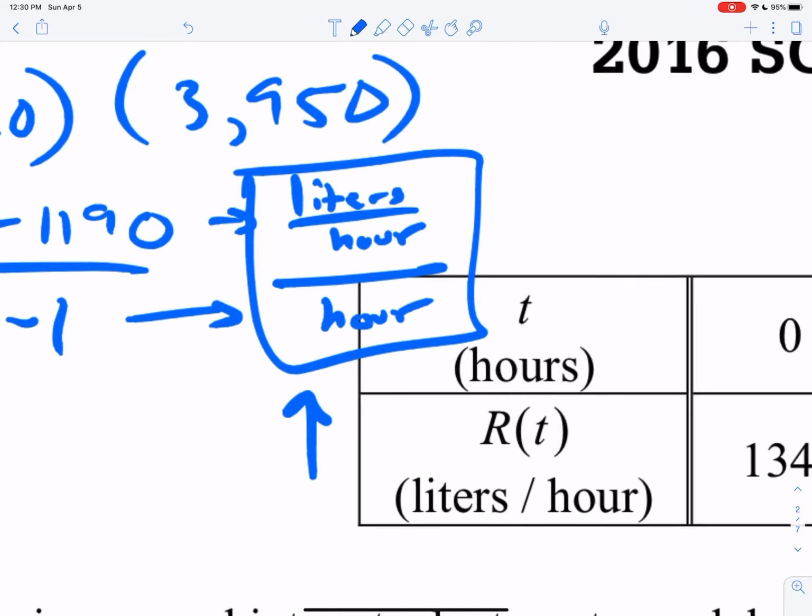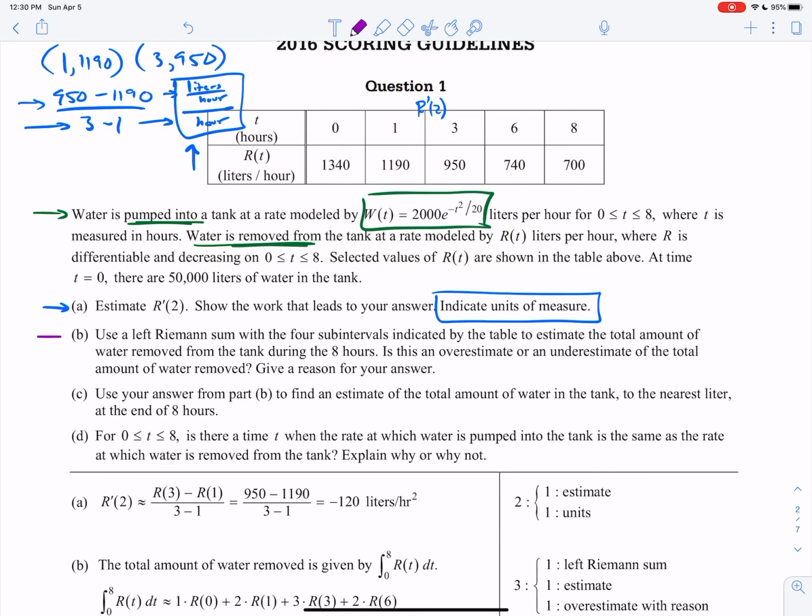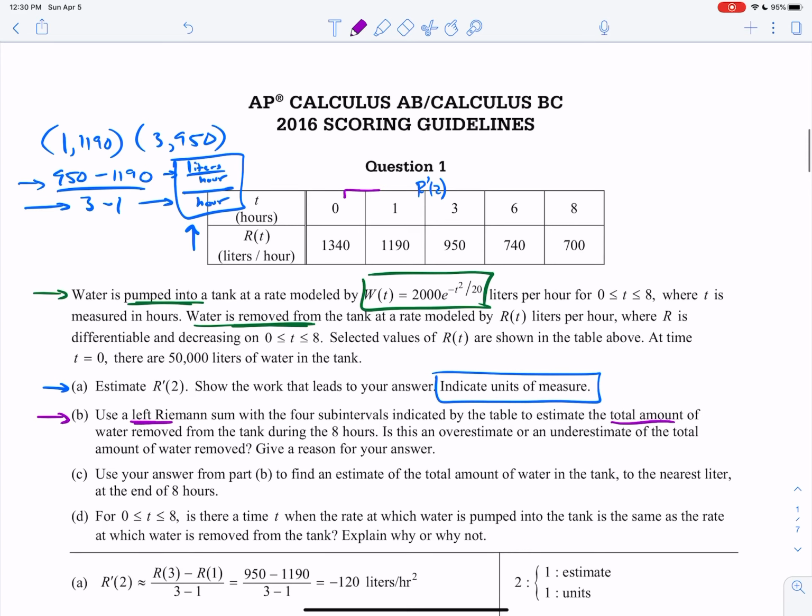Okay, here's part B. Use a left Riemann sum to estimate the total amount of water removed during the 8 hours. And then they ask you for a second part, but we'll get to that. So left Riemann sum, okay. So I noticed that the distance here is 1. I'm going to use the left endpoint, so that'll be 1 times 1340 plus the next distance is going to be 2 times 1190, the left endpoint, plus 3 times 950 plus 2 times 740. Okay?